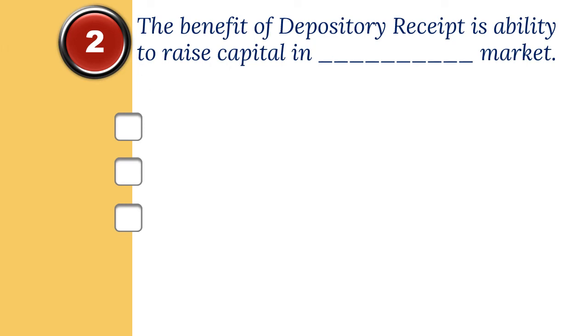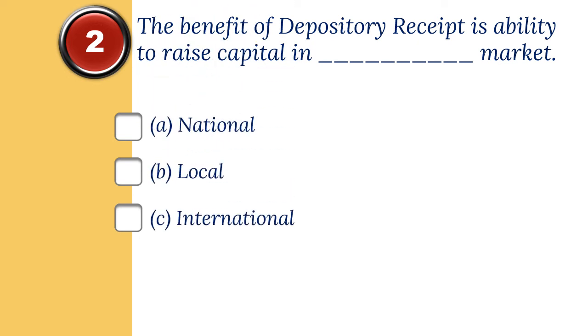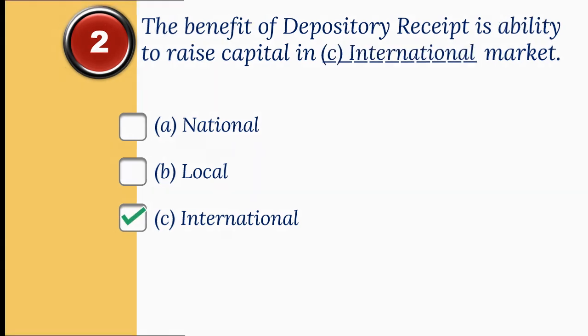2. The benefit of depository receipt is ability to raise capital in dash market. The options are A. National, B. Local, C. International. And the correct option is C. International.